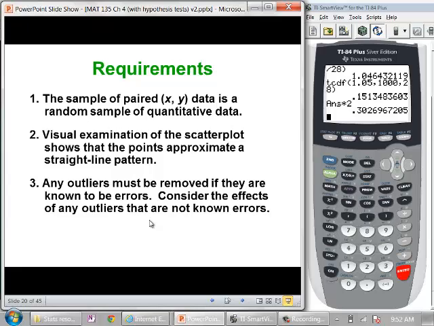Outliers do affect this very much. So if we have an outlier that might be an error, we want to remove it. And if we have an outlier that's not an error, then we want to consider the effect of the outlier and decide whether to include it in our data or not.